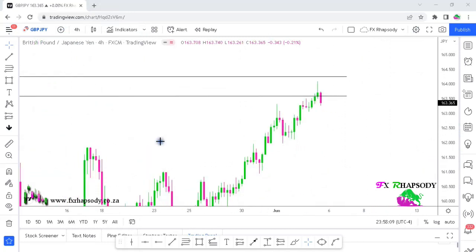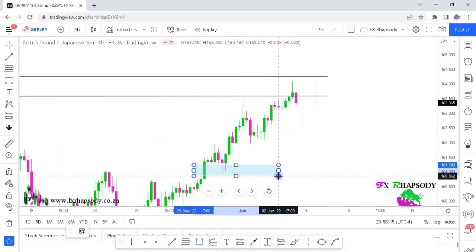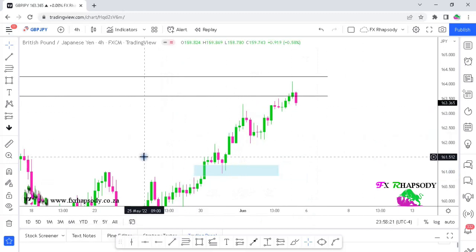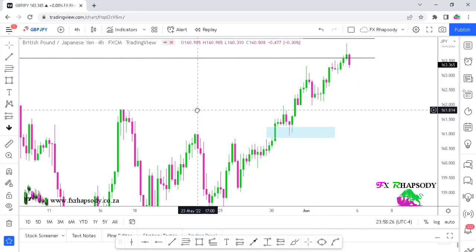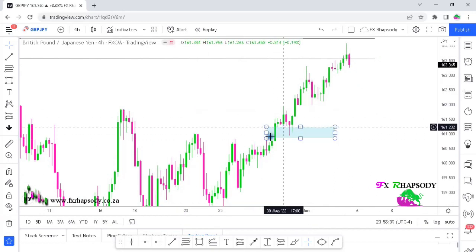Now I was talking about this fair value gap that formed over here, and you can see it very nicely on the 4-hour time frame. Okay, just going to make sure that it's also visible on the hourly, because what you see on the one time frame isn't necessarily what you see on the next time frame. So as you can see, a nice fair value gap forming. Okay, we just talked about that.